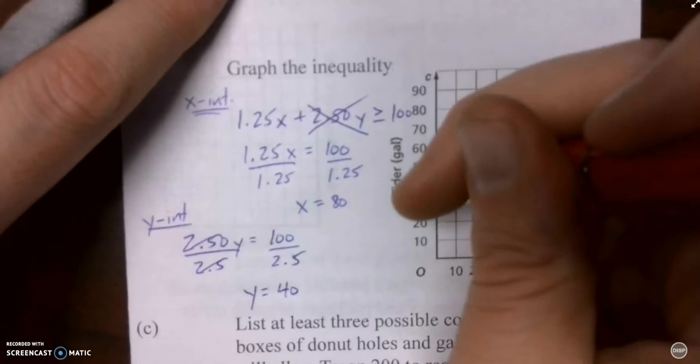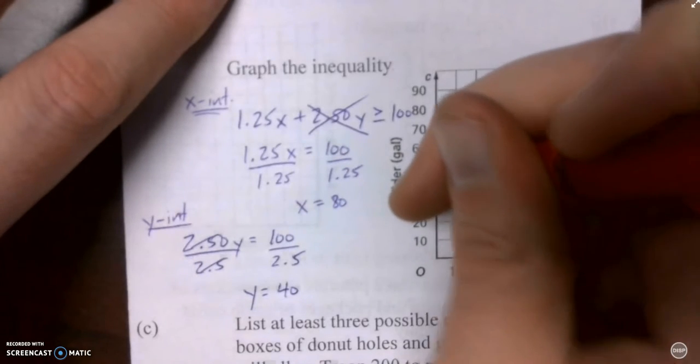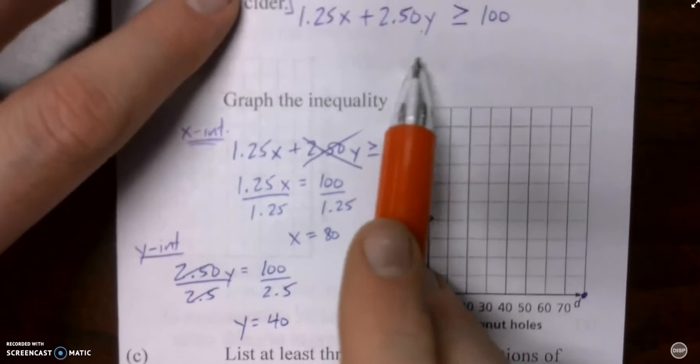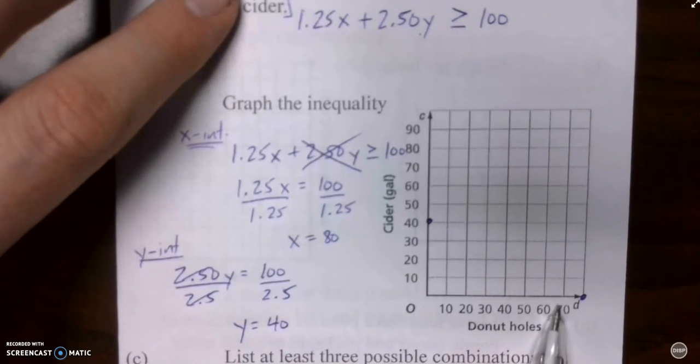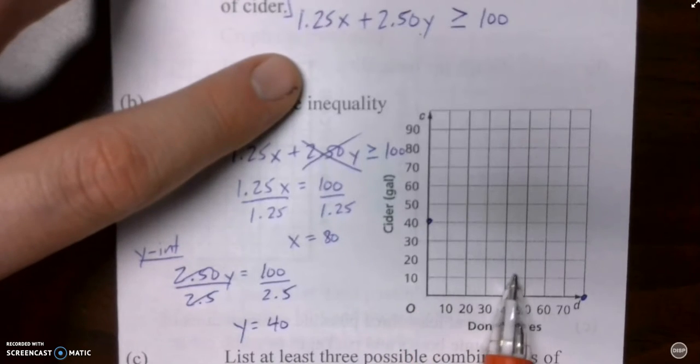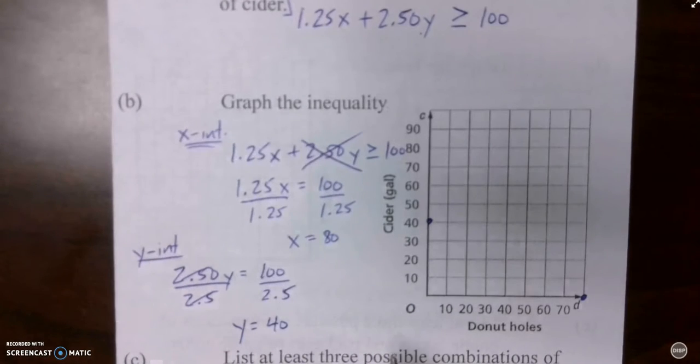So now I can graph the y-intercept as well. This inequality had a greater than or equal to in it. That tells me that the line that connects those should be a solid line.